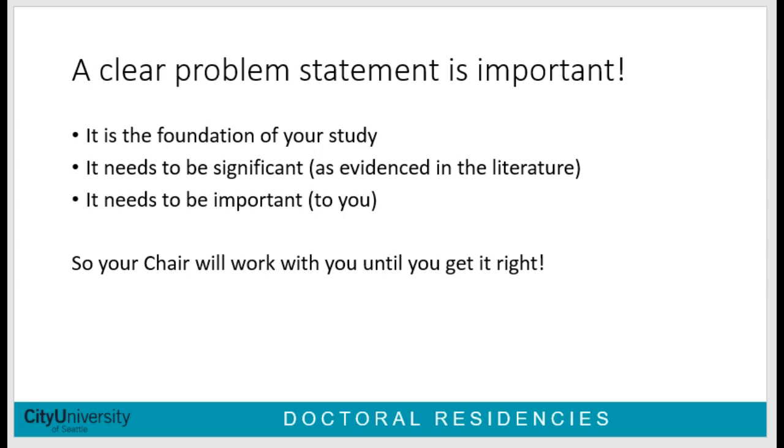The problem statement is the foundation of your study. It needs to be significant. It needs to be important. Your chair is going to work with you on this. During the residencies, we're going to be doing workshops also to help you develop problems, purpose, topics, all of those things. So by the time you get to your dissertation, you're going to be well ahead of everyone else, well, in other schools.